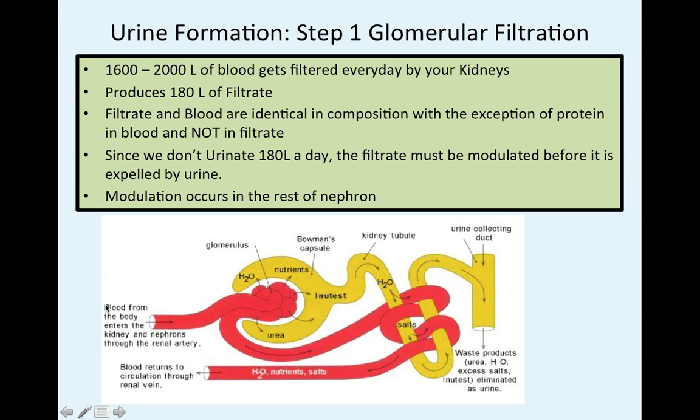Okay, so here's just another picture of it. We've got blood coming in. It's going to go through the glomerulus, and then the high pressure is going to push stuff out of the glomerulus and into Bowman's capsule. And then here we have another tube, and this tube is going to lead into our nephron, and it's going to lead the filtrate all the way through this series of tubes.